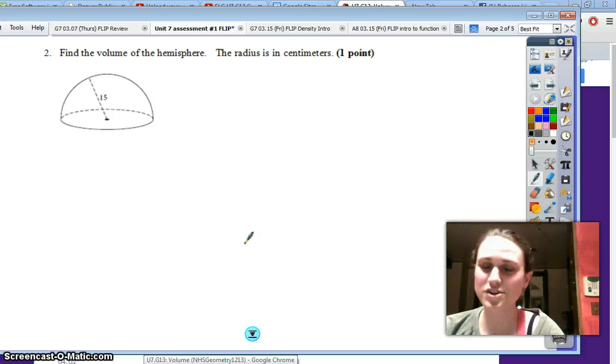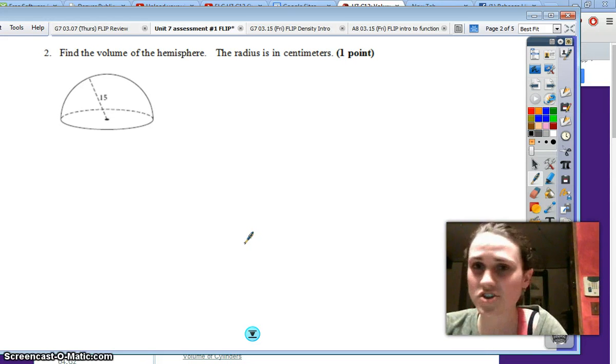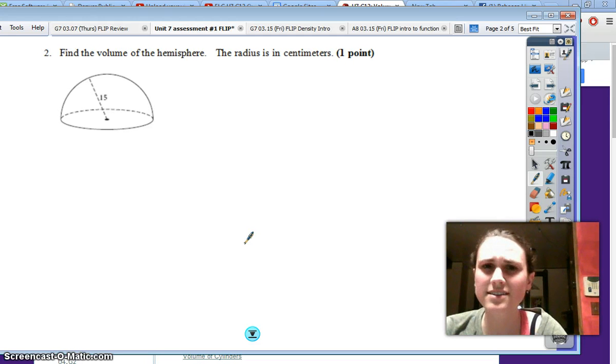Hi guys! Question number 2 for the Unit 7 Part 1 quiz. This is Elg U7.G13. And question number 2 asks us to find the volume of a hemisphere. Hemisphere. Oh yeah, we remember that that's half a sphere.